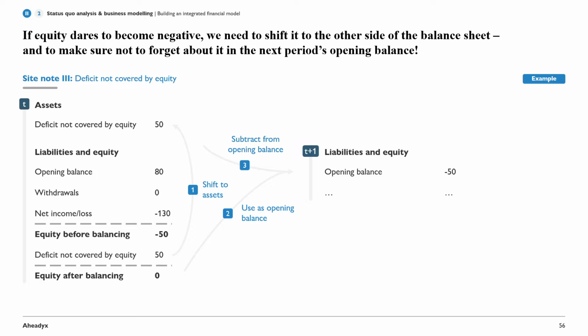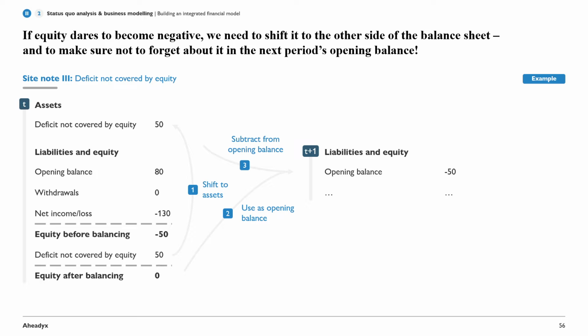which is just a deficit not covered by equity of 50. And thus we need to do something about it, and that's just remove it to the other side of the balance sheet. So now in the assets we get this deficit not covered by equity of 50. And on the liabilities and equity side of things, we have equity after balancing of 0. So here, in the end, this gives you an item on the asset side, but not on the liabilities and equity side.